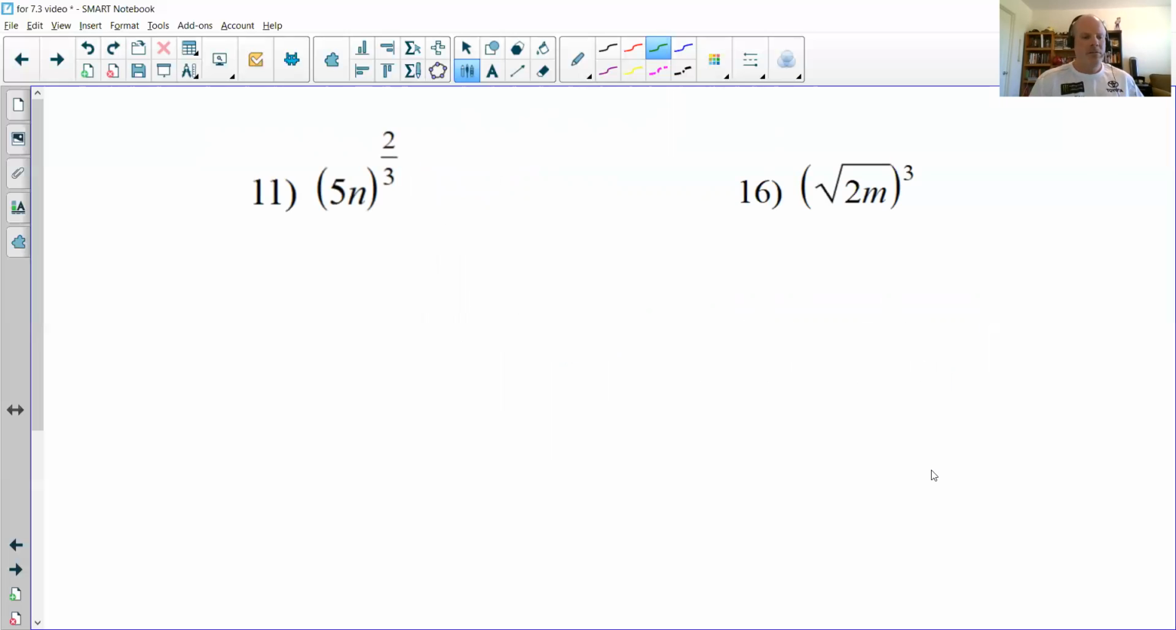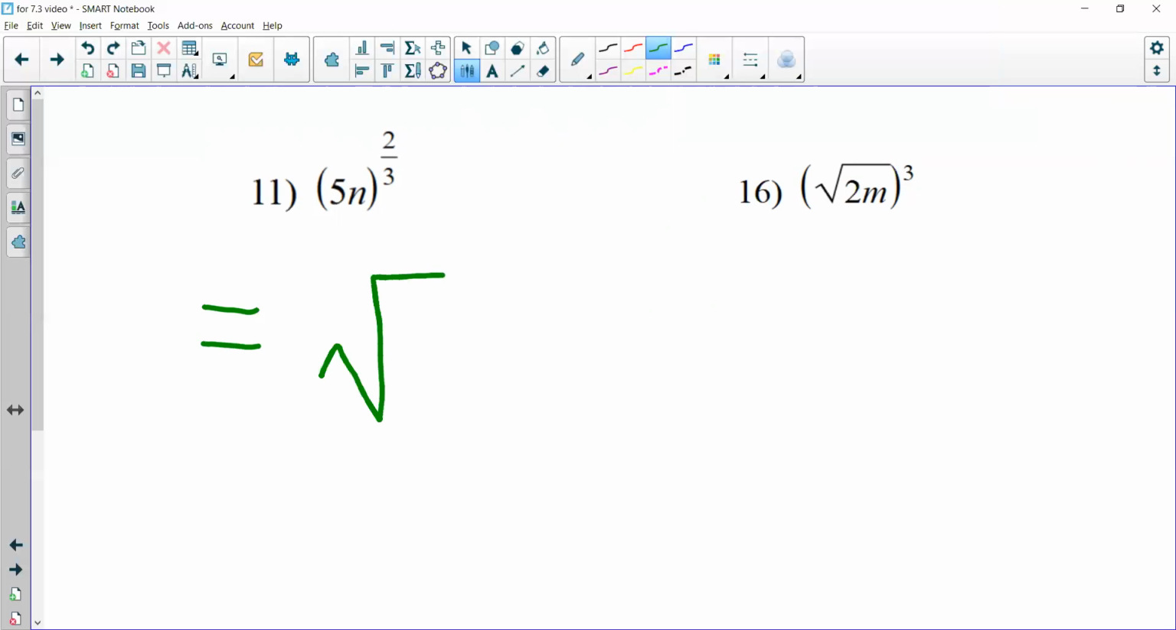So let's look at a few examples from the assignment. Number 11 on the assignment, we're supposed to rewrite it as a radical. So I will rewrite this as a radical, and remember that our denominator becomes the index, and I will have 5n under the radical roof.